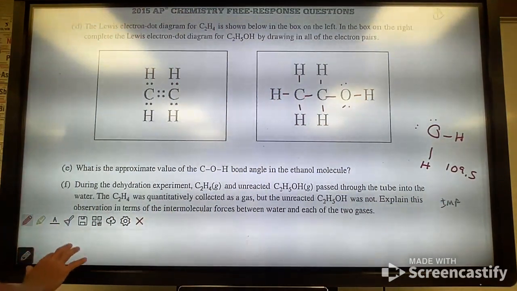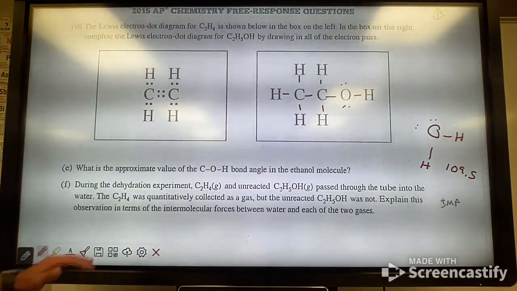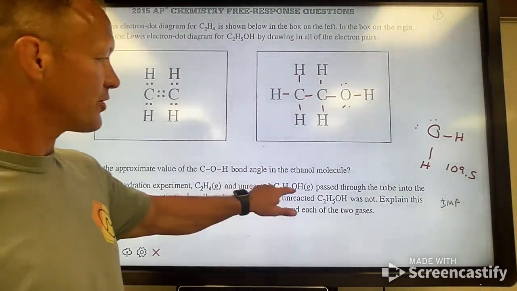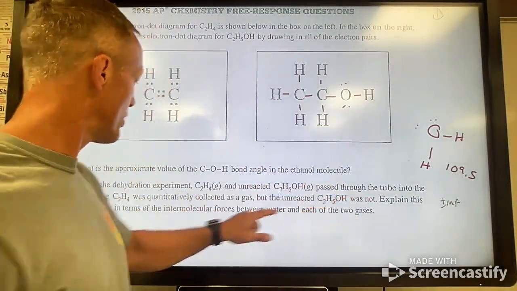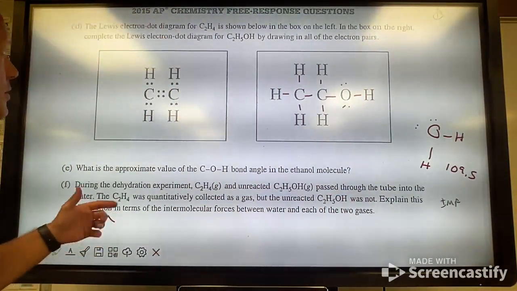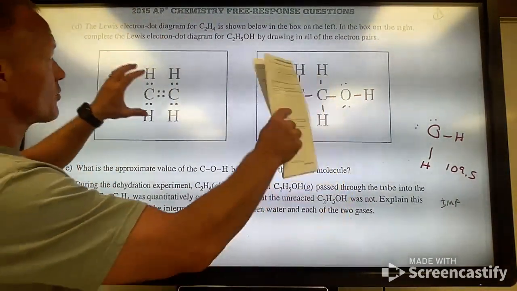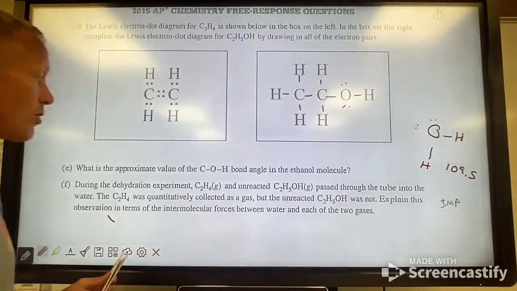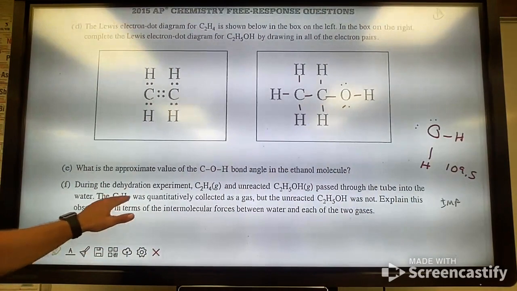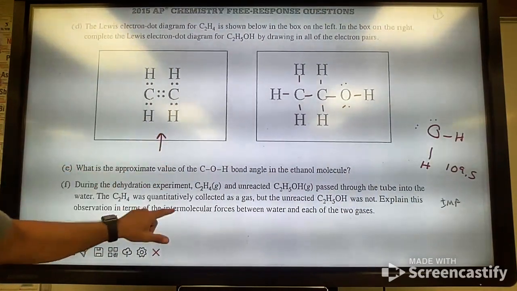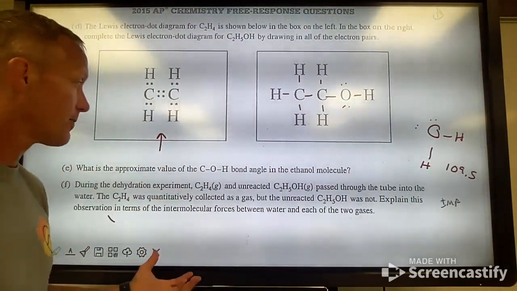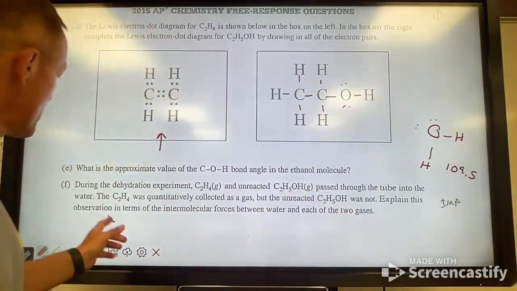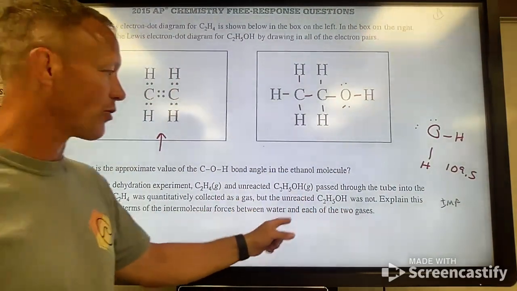All right. There was more to this question, but it says, during a certain dehydration experiment, C2H4 and unreacted C2H5OH passed through a tube into some water. So these two things were being produced, going through a tube, bubbling into some water. They're both gases bubbling into some water. The C2H4 was collected quantitatively as a gas. In other words, they measured exactly how much they got, but the unreacted C2H5OH was not. Explain this observation in terms of the intermolecular forces between water and each of the two gases.